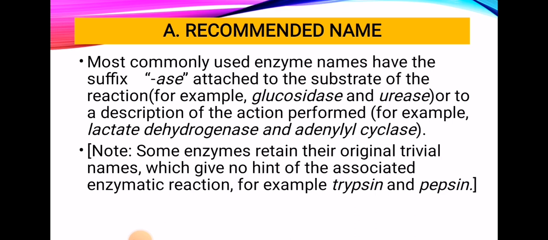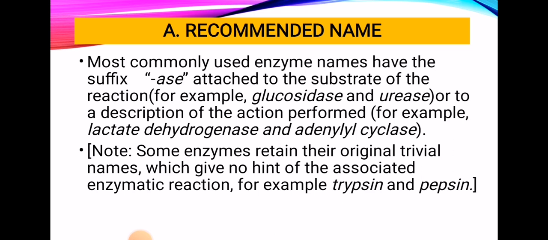Most commonly used enzyme names have the suffix ase attached to the substrate of the reaction. For example, glucosidase and urease. That means they act on glucose and urea respectively, or the name refers to a description of the action performed. For example, lactate dehydrogenase means it increases the rate of the lactate dehydrogenation reaction. And adenylyl cyclase is a cyclization reaction of the adenine ring.